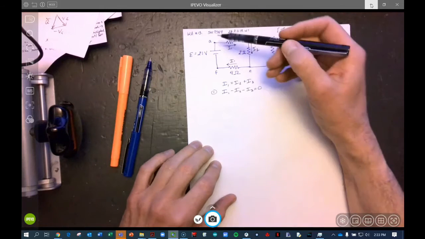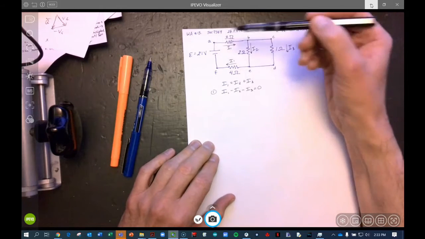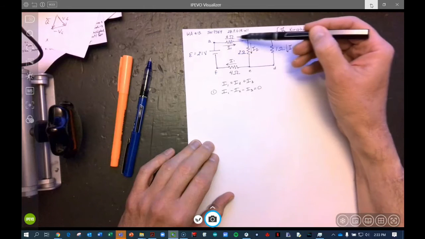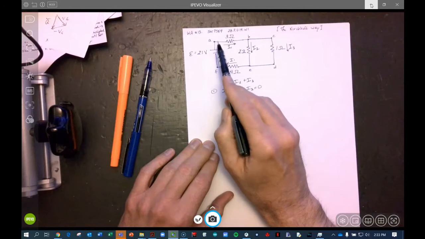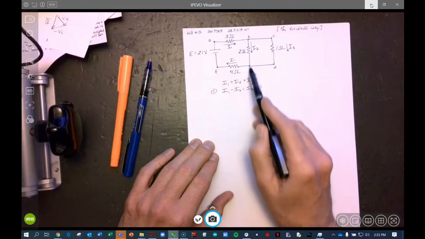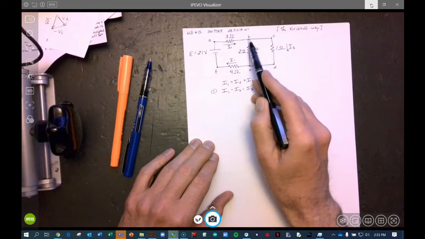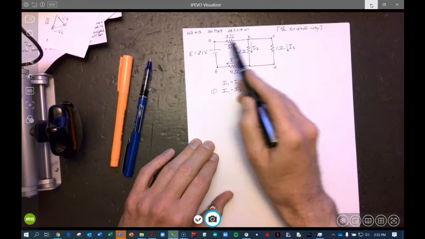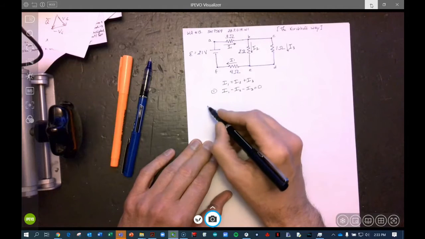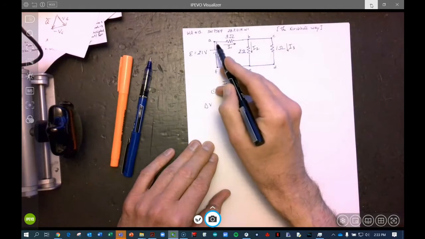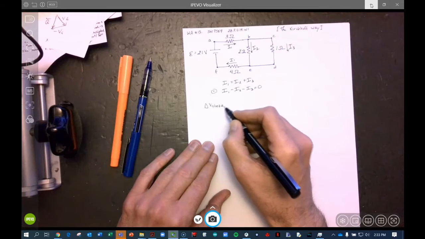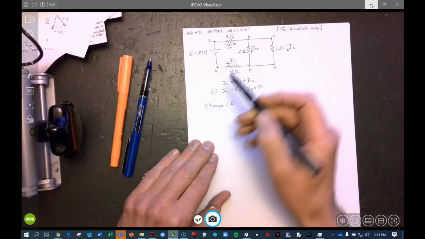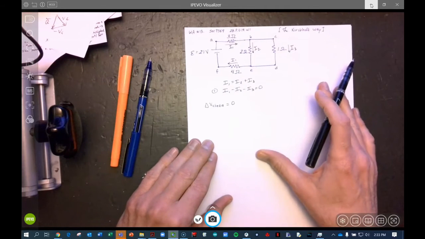Next we have the loop rule, which says that the voltage drop across a closed loop has to equal 0. And I'm going to look at this. We have three loops. We have the left loop here, we have the right loop here, and then we have the outside loop here. So let's take a look at the voltage drop across the left side, which is A, B, E, F, A. And the voltage drop across this closed loop has to be equal to 0.